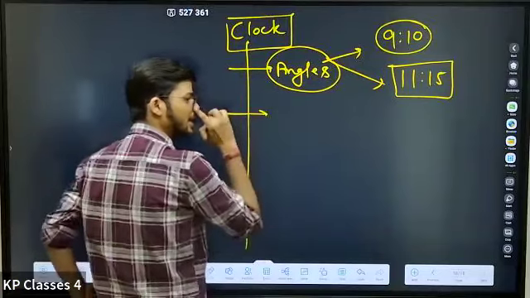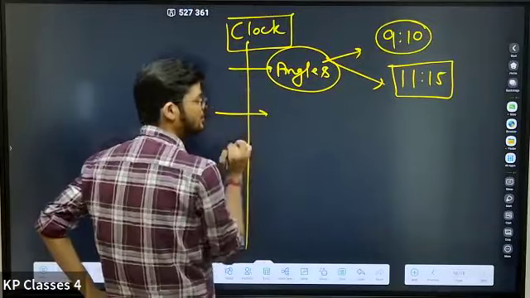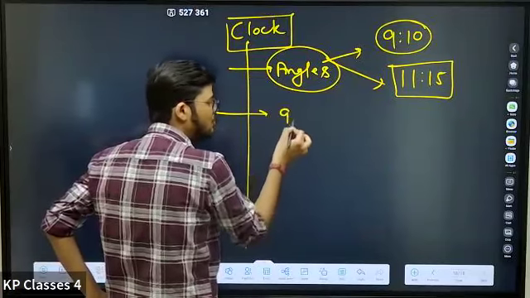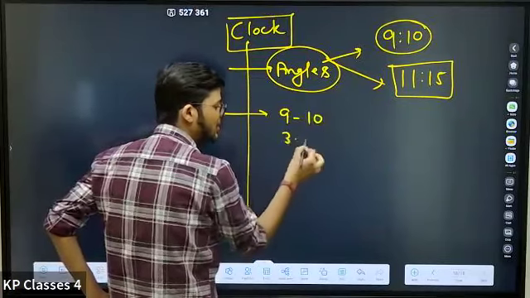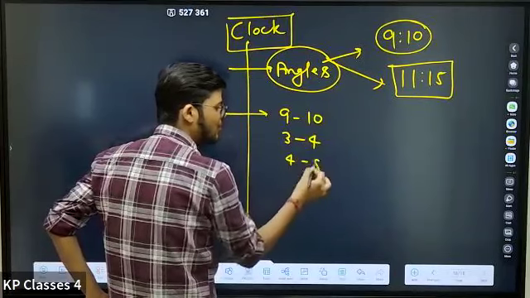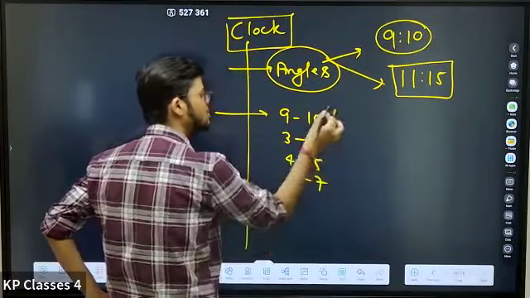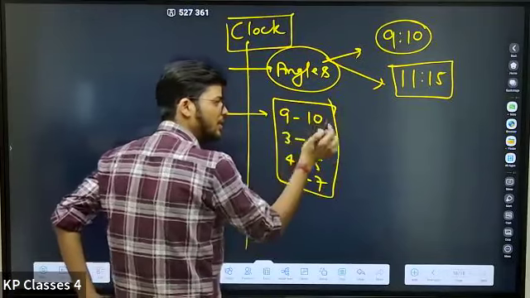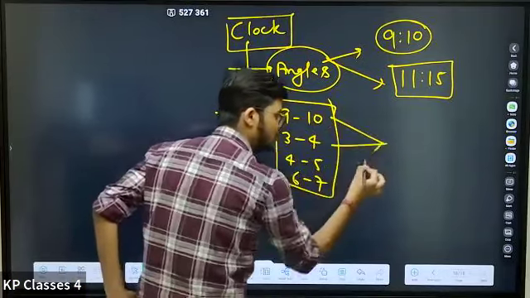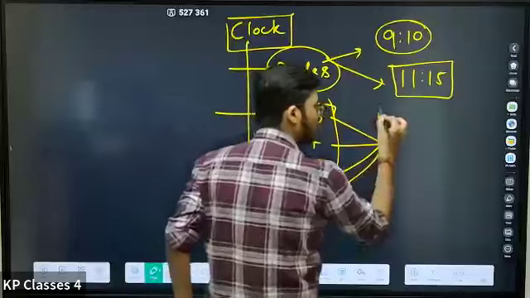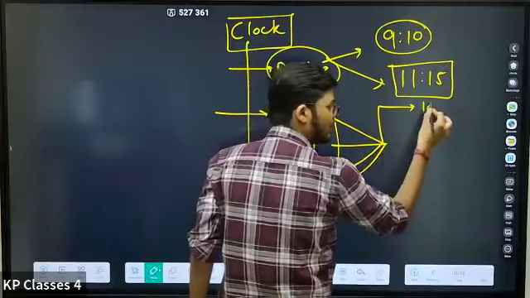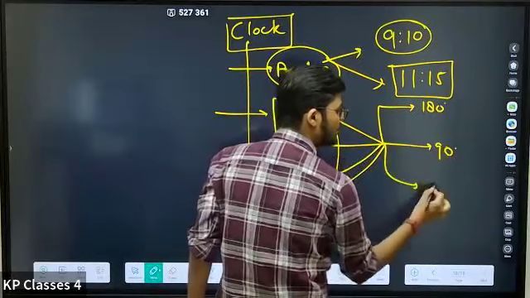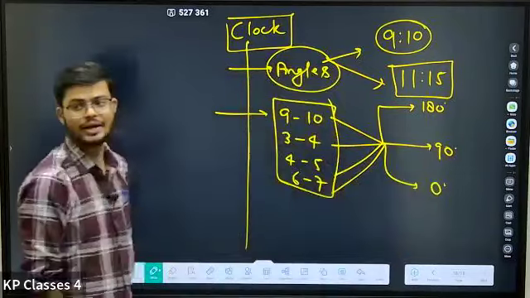Second type of question. The second type of question we get is between a time, suppose between 9 and 10, between 3 and 4, between 4 and 5, between 6 and 7. These are the type of questions that we do get. How will the question be framed? Between 9 to 10, at what time will the hands of the clock be making a 180-degree angle, a 90-degree angle, or a 0-degree angle? This is the second type.